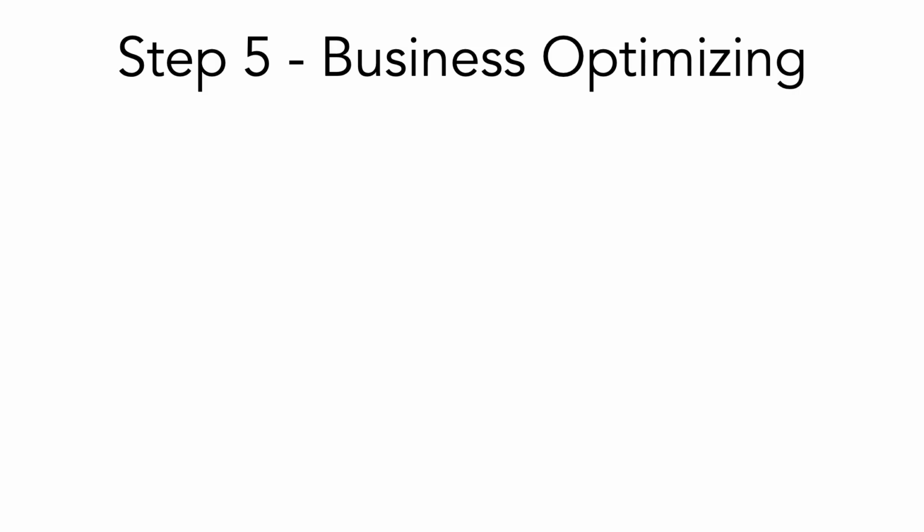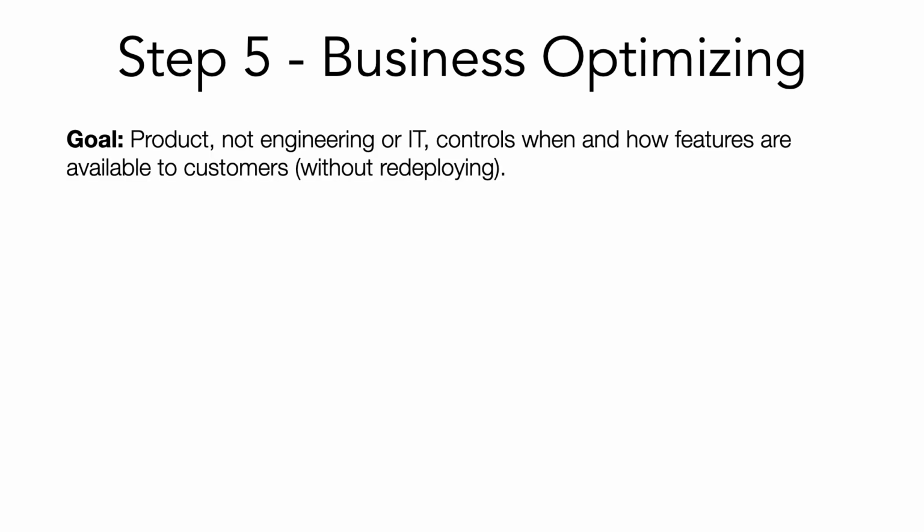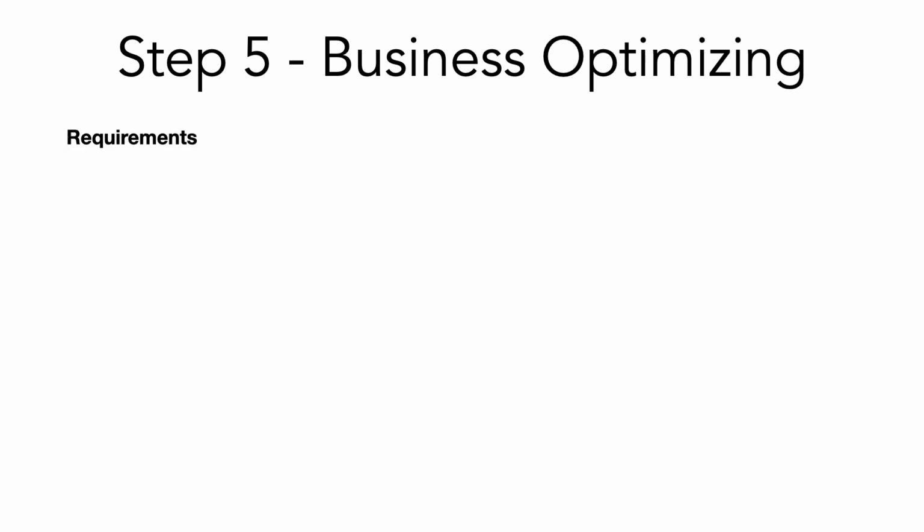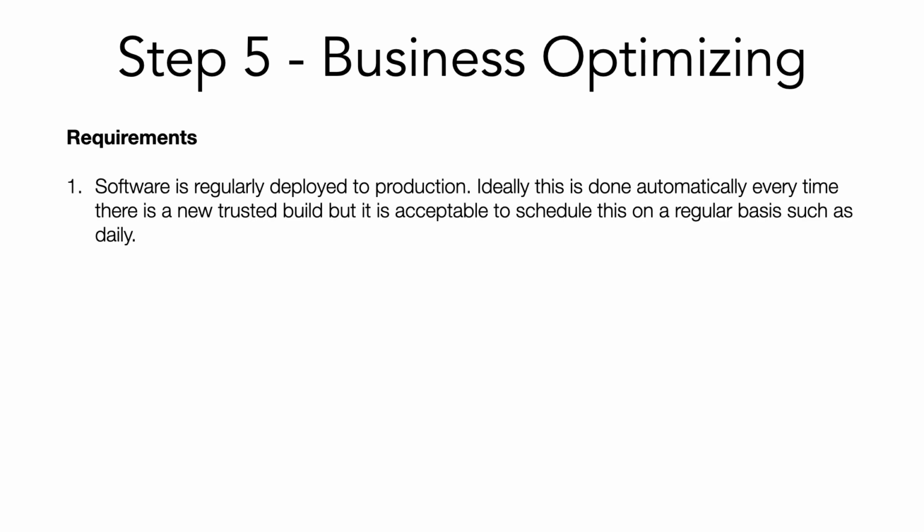Step 5 shows you how to extend all the work you've done up till now to get even more business value out of it. Step 5 is business optimizing. The goal of Step 5 is to enable the business, usually the product team, to control when and how new features are made available to customers without having to redeploy the software. First, Step 4 should be deploying software to production regularly. Ideally, this is done every time there's a new trusted build, but it is acceptable to have that deployment happen on a scheduled basis, such as daily.